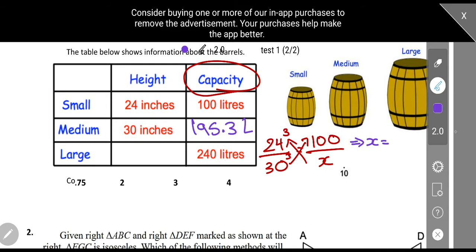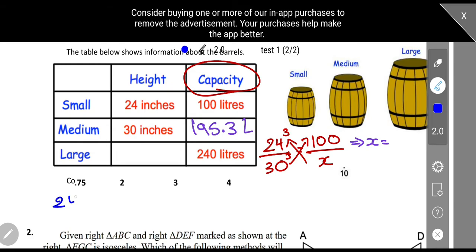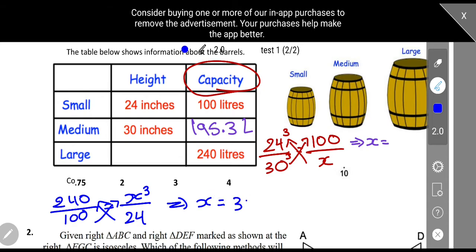And for the second one also, we will make the same procedure here. Let's try 240 over 100 equals x cubed over 24. Then I'll do cross multiplying and x here will be 32.13 inches. So here 32.13. Okay, this is about this question. So the main thing that you should be careful about is the word capacity.